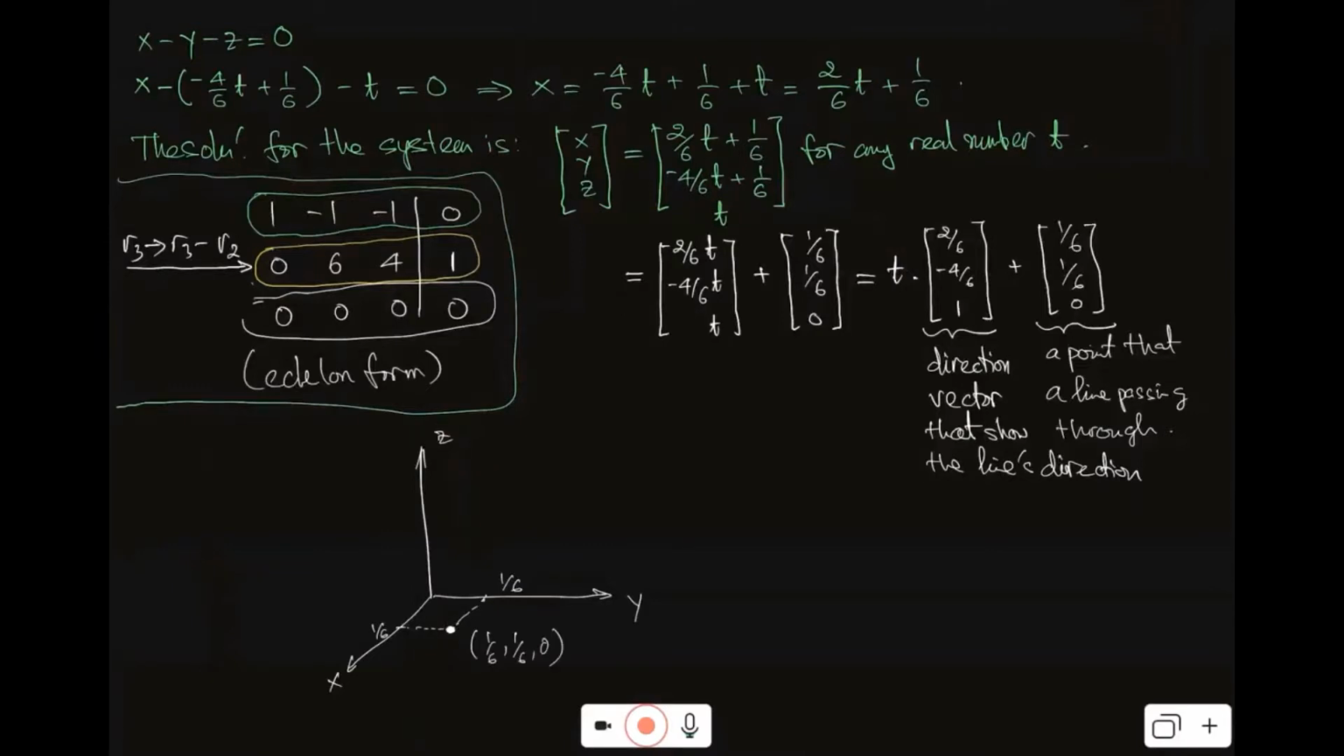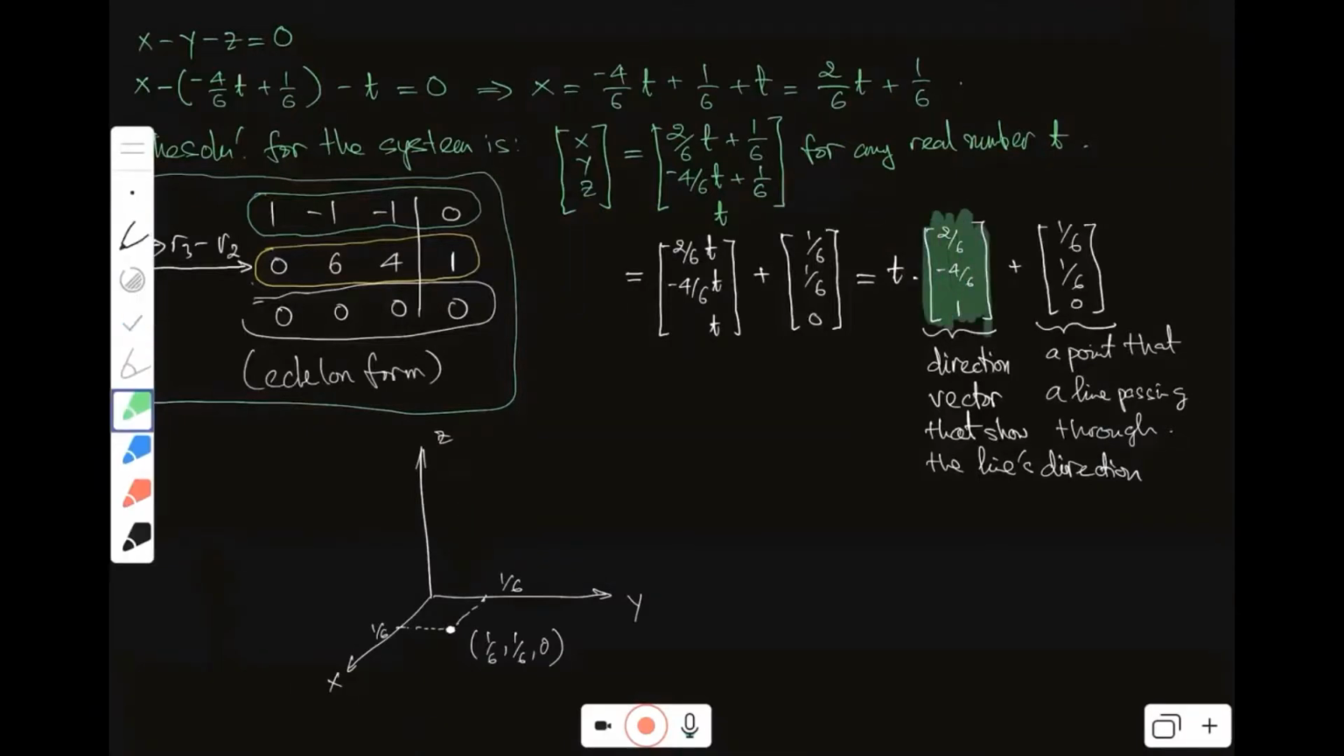And then you have the direction vectors. How are we going to identify it? Right, we are going to identify what this is. All right, so that is 2/6 for x. So it's somewhere here. -4/6 for y. So it's pretty far here. And then 1 for z.